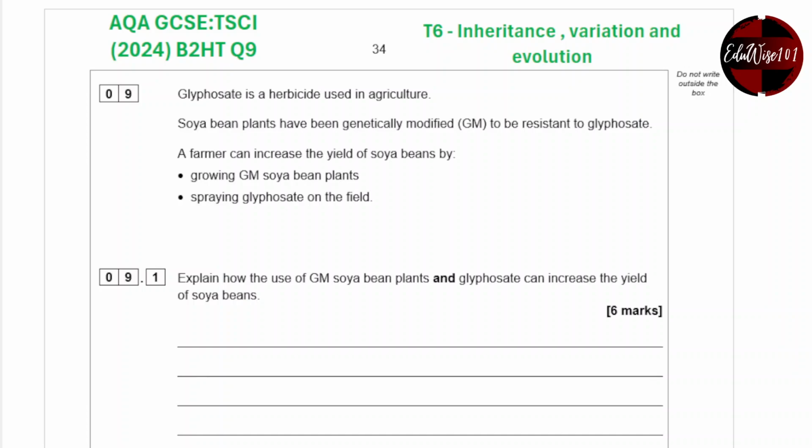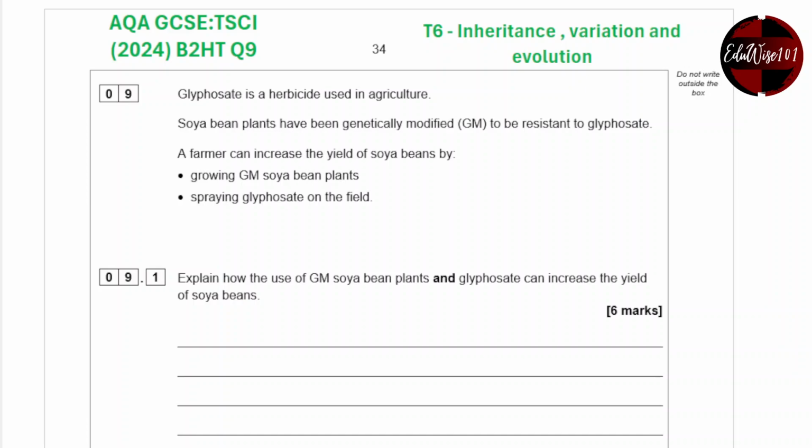In this video, I'm going to go through the AQA Triple Science GCSE Biology Paper 2 Higher Tier from 2024. Question number 9, which is the last question, is on the topic of inheritance, variation, and evolution. Glyphosate is a herbicide used in agriculture.